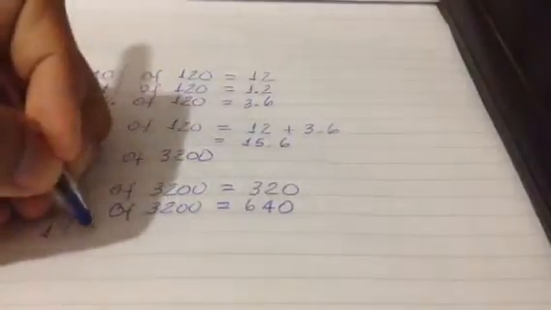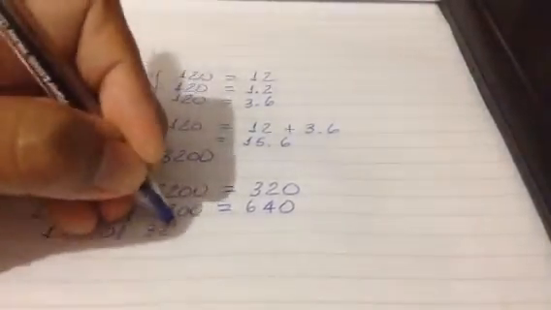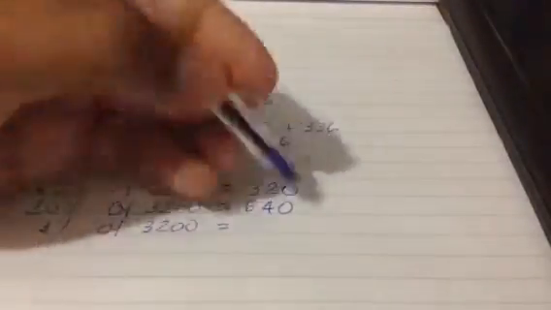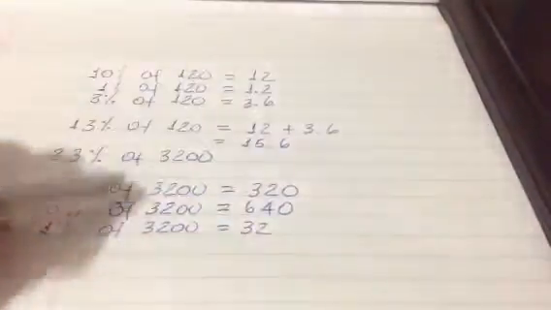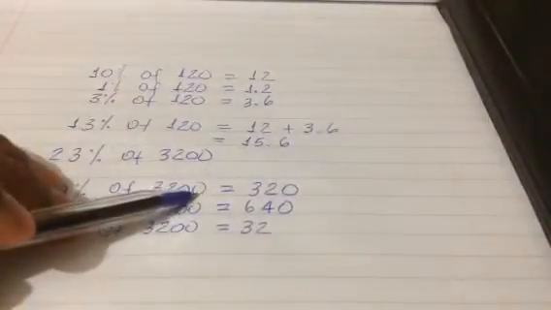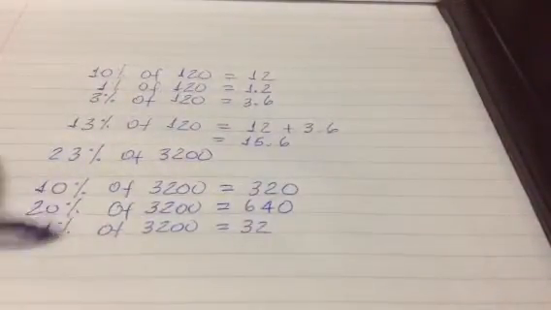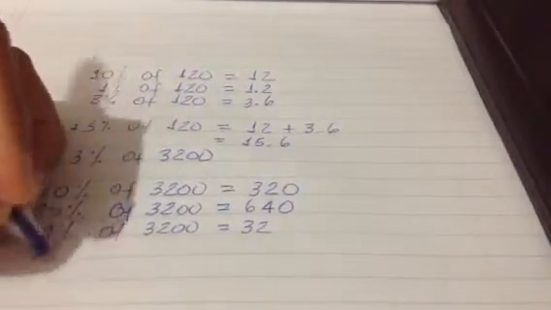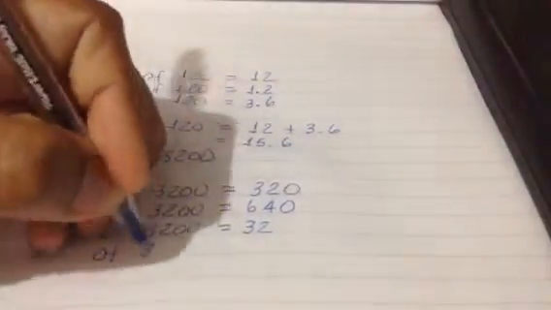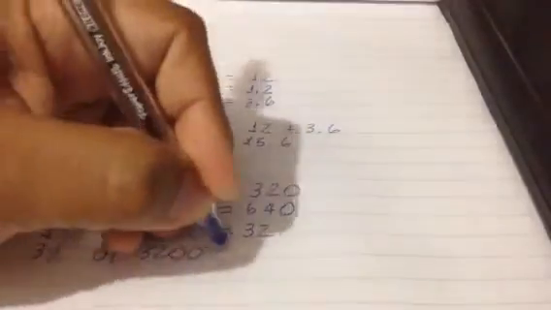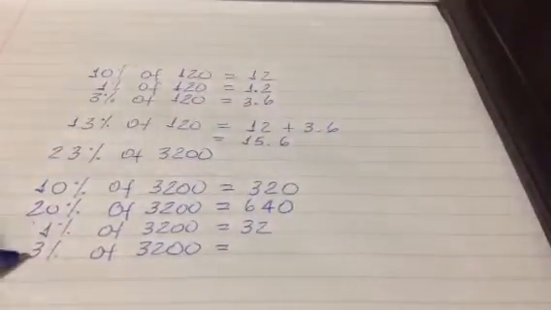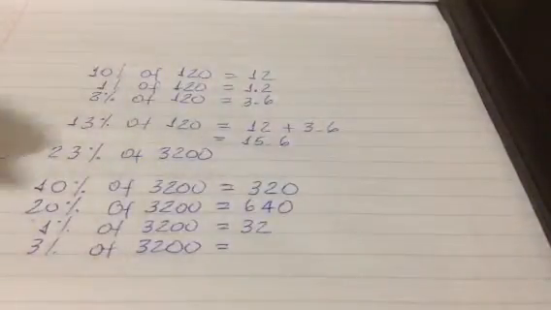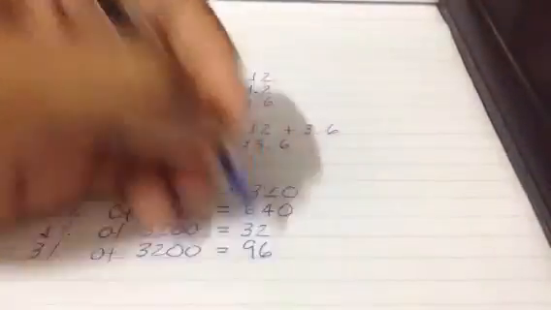1% is 32. We move the decimal point 2 spaces to the left to find 1%, and that's 32. So 3% of 3,200 is 3 times this, 3 times 32, which is 96.